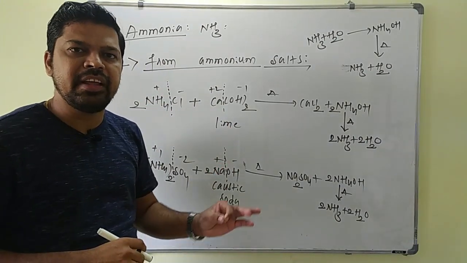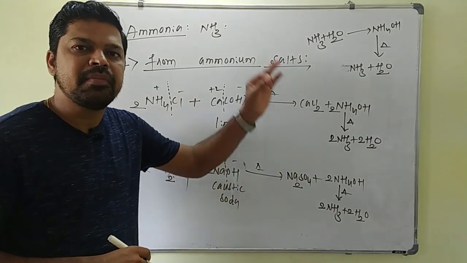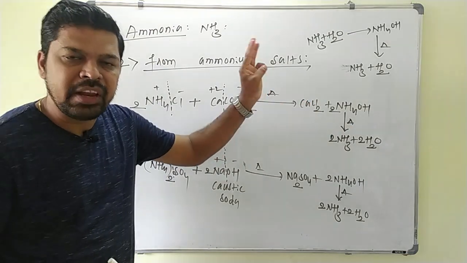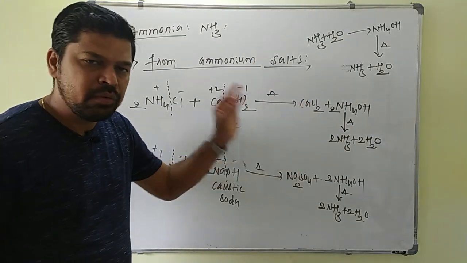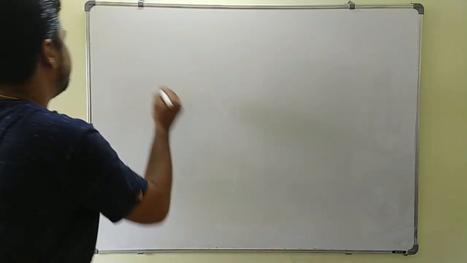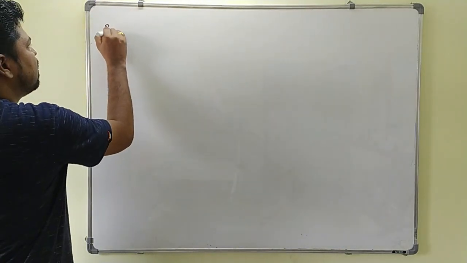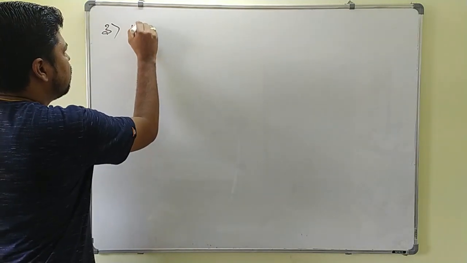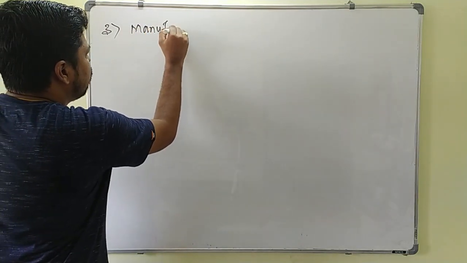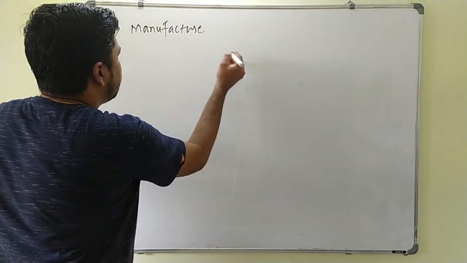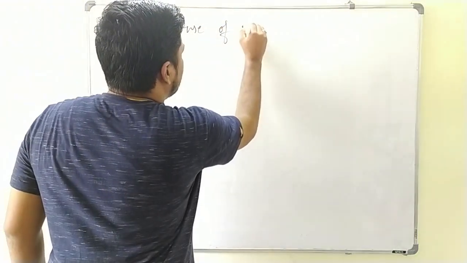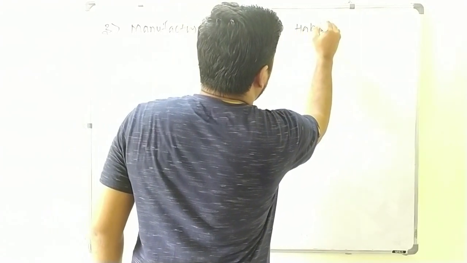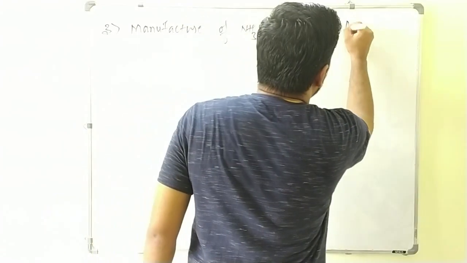The question number 20 from the P block, maximum time they will ask the preparation of ammonia by the Haber's process. This is a very important question for the 3 mark. We will discuss that one. That is the third method, that is a large scale preparation of ammonia. Nothing but we call it as manufacture of ammonia by Haber's process.